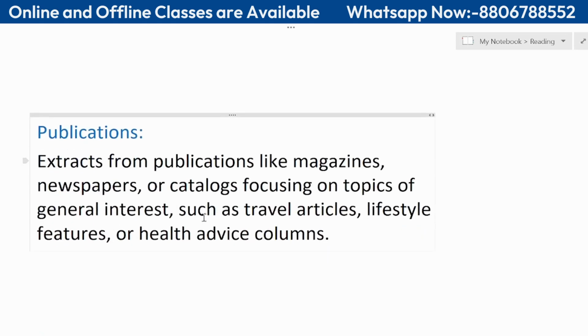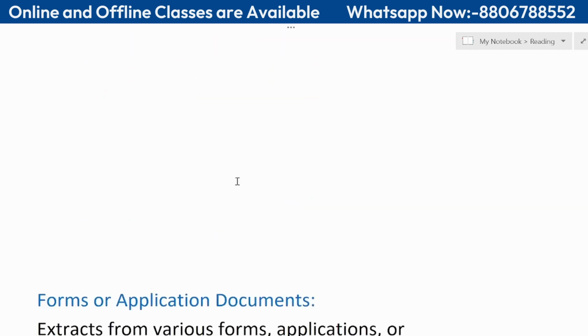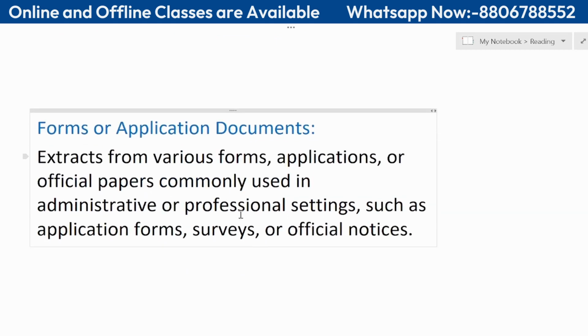Now next one is publications. The extracts from publications like magazines, newspapers, or catalogs focusing on topics of general interest such as travel articles, lifestyle features, or health advice columns. So this can be one of the types which comes under the IELTS General Training Reading section. Forms or application documents. So this is another type of passage which can come, that is in the form of text.